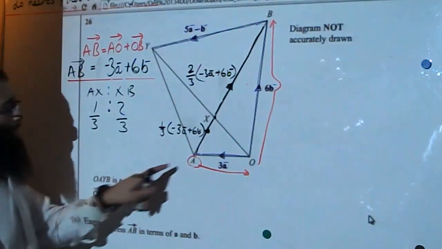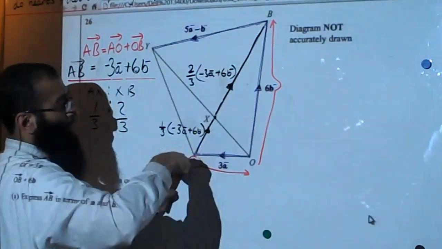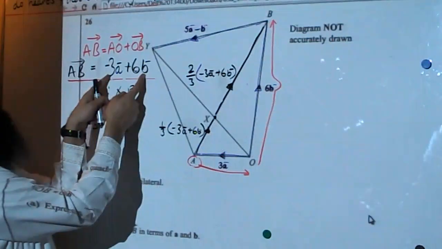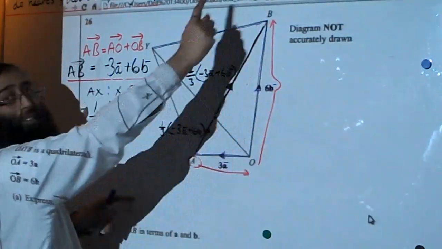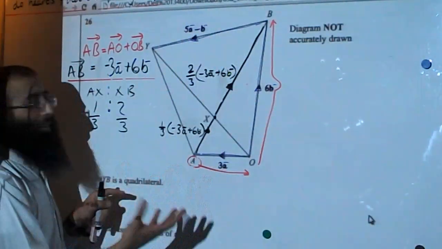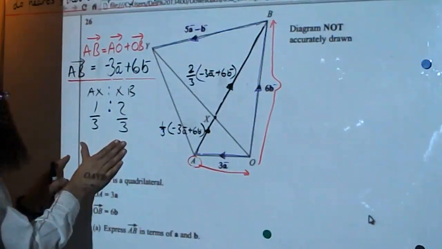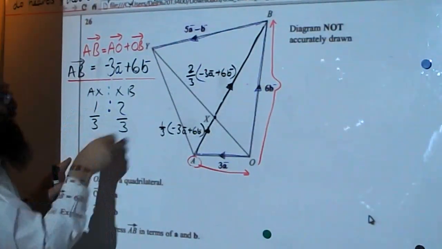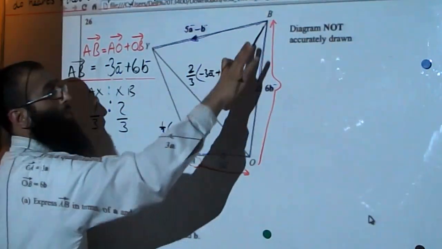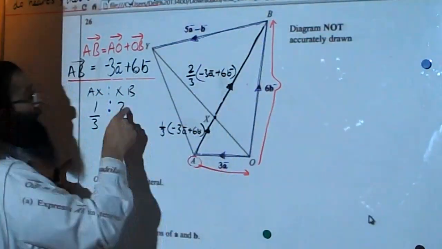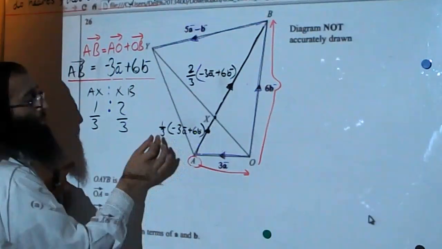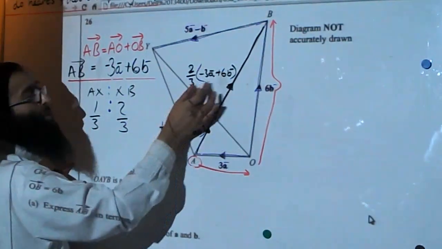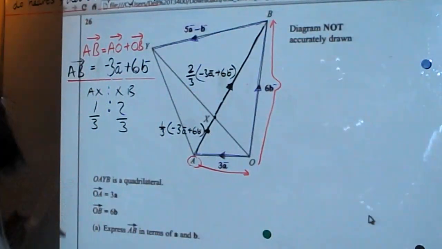So A to B, this vector here is minus 3a plus 6b, because we just worked it out by going on the scenic route. Now that we've worked that vector out, they want us to apply this ratio to it. So they're saying this is 1/3 of the way, because it's 1 part out of 3. This next part is worth 2 out of 3, so it's worth 2/3 of the way. So I've written 1/3 of the vector, 2/3 of the vector that we just worked out.